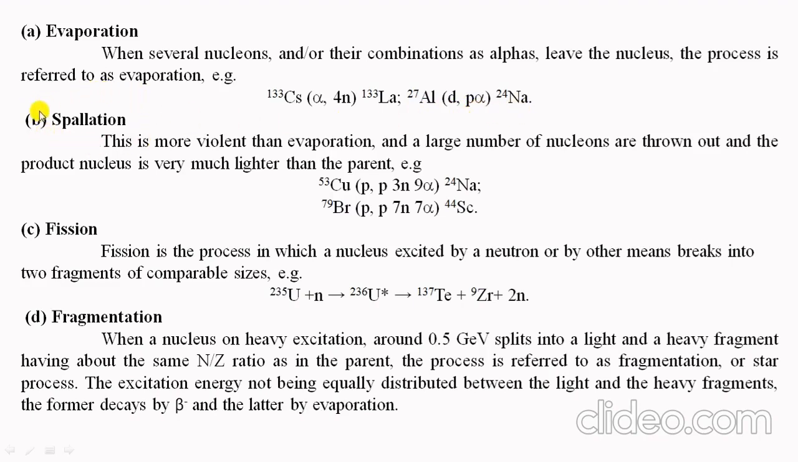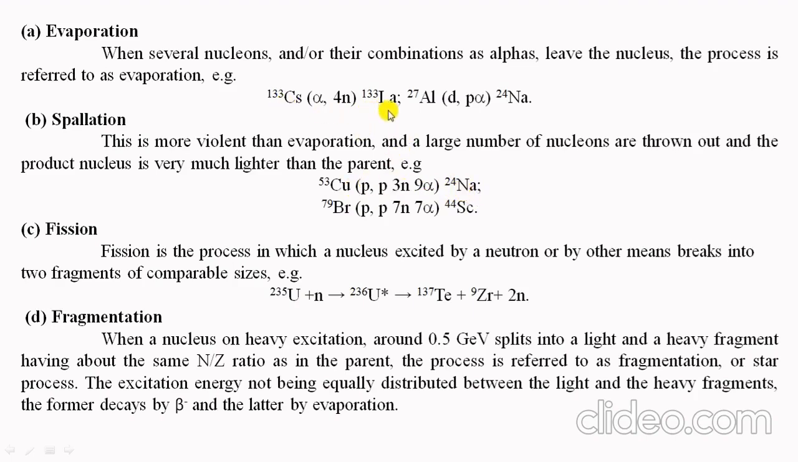The second type of special nuclear reaction is spallation. This is more violent than evaporation. In evaporation, several nucleons are ejected. In spallation, a large number of nucleons are thrown out and the product nucleus is very much lighter than the parent. For example, copper-53 when struck with a proton ejects a proton, 3 neutrons, and 9 alpha particles, and the product is sodium-24, which is very much lighter than the target.